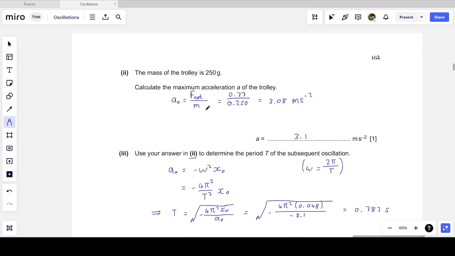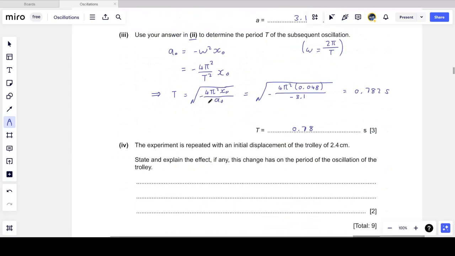And if I halve the net force, I halve the acceleration. If I halve the maximum acceleration, then I have a change in the period T. But I'm also halving the initial displacement. So halving the displacement halves the net force and hence halves the acceleration. The change that I make to x naught is going to be the same order of magnitude of change that's going to happen to a naught. So overall, the period is not going to change.